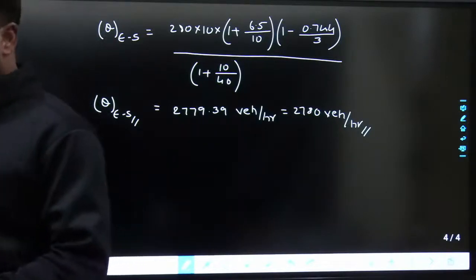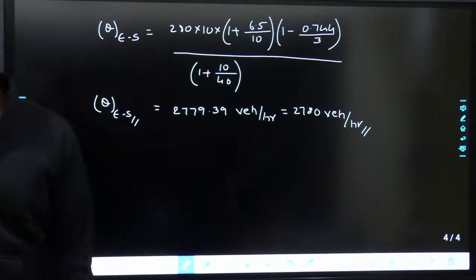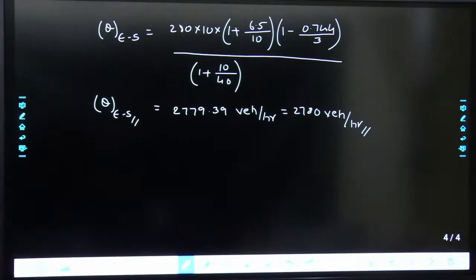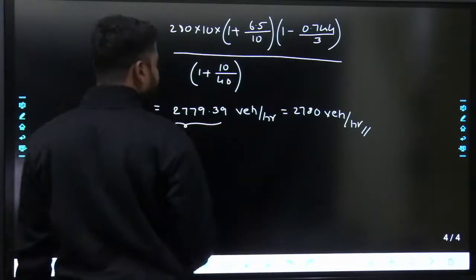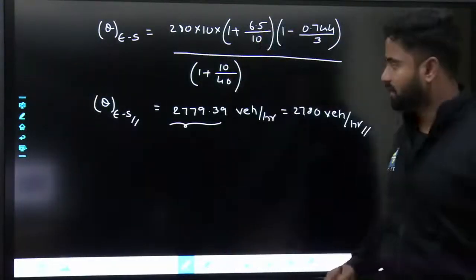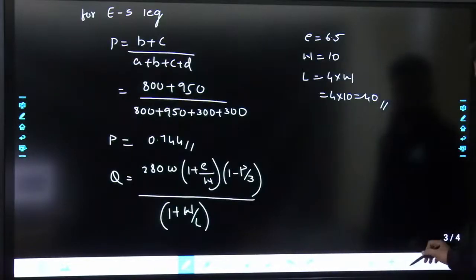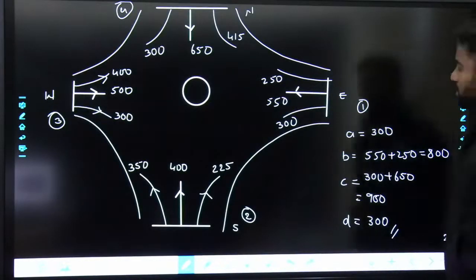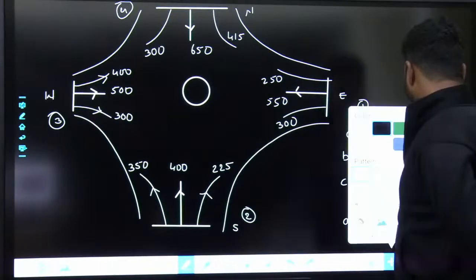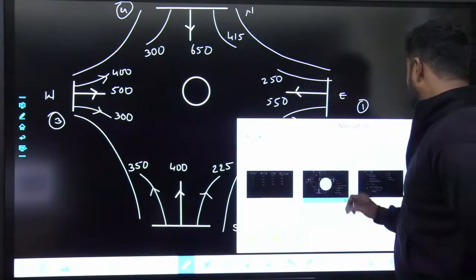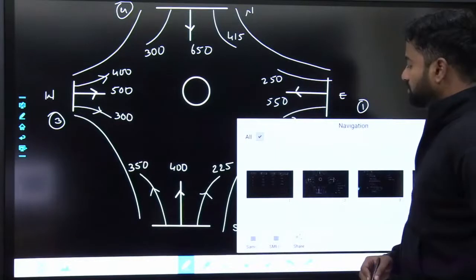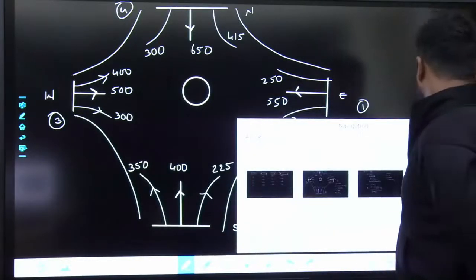Is this the value you are getting, guys? Someone got 2778.5. I got 2779.39. Fine. This is for the east south leg. Next, if you remember, I have asked for the southwest leg, right?